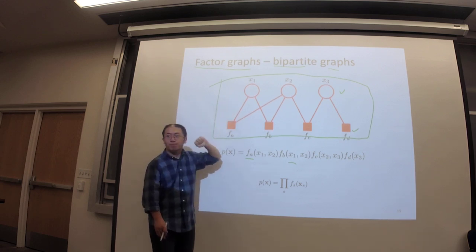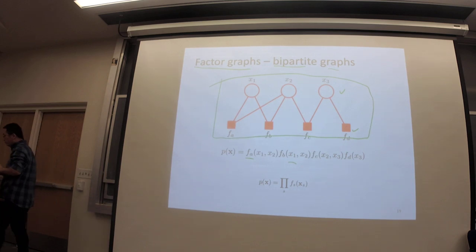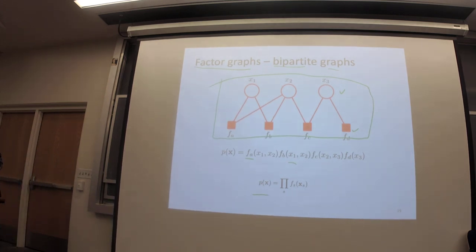More succinctly, given any factor graph, you can write down the joint probability as a product of the factors over the connected variables.